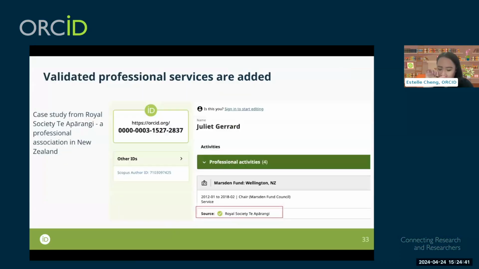And here is another piece I want to share. It's more about professional services. So at ORCID records, you can see different components. There's a part about professional activities. It's also something we advocate our members can do. And this one is added by Royal Society in New Zealand about the researcher serving as a chair for council services. So if you have such information in your system, now other than just publications or employment, these research activities can also be added to your researchers' ORCID records.